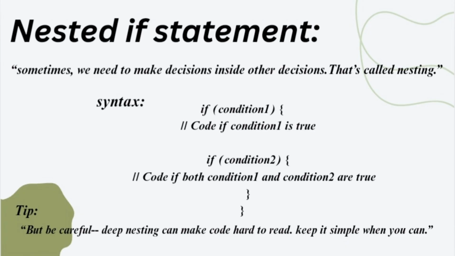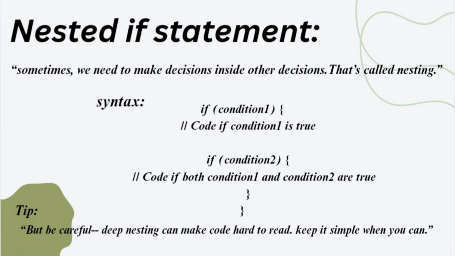Next up, nested if statements. This is when you place one if inside another to build layered decisions. So here you have the syntax of a nested if structure: an if statement inside another if. First, the program checks condition 1. If that condition is true, it moves into the next block. Inside that block, it checks condition 2. If both conditions are true, then the innermost code is executed.